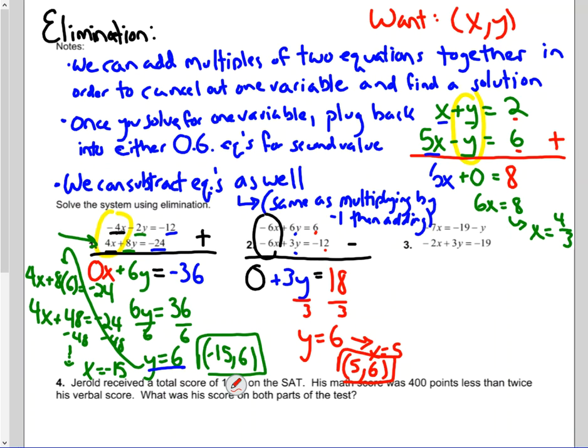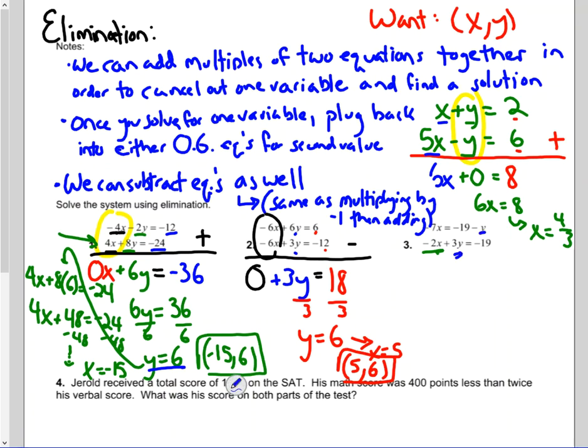All right, last but not least, number 3. Ooh. 7x is equal to negative 19 minus y. Negative 2x plus 3y is equal to negative 19. Okay, looking at this, let's go through this. Our x's, we have negative 7 and negative 2. Those aren't going to cancel unless we multiply by some multiples. Ugh, that's kind of messy.